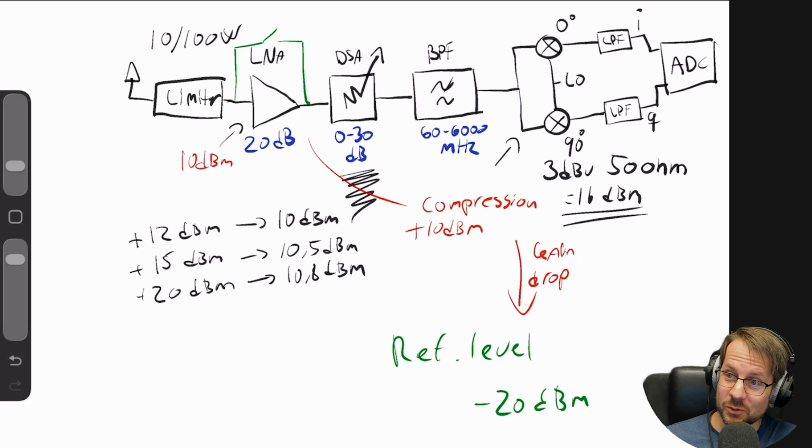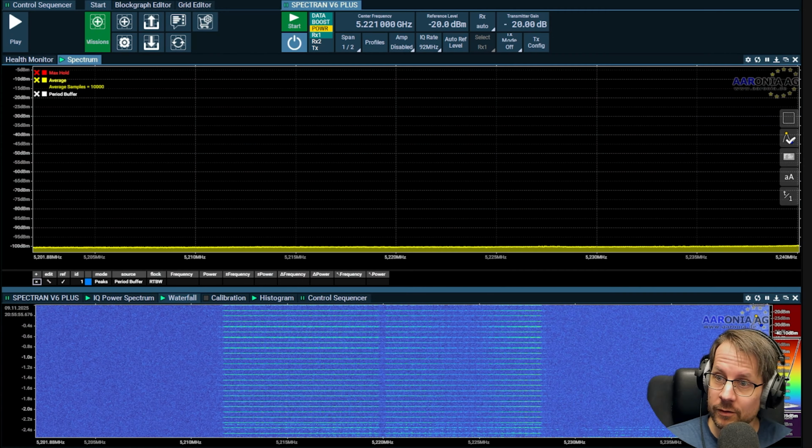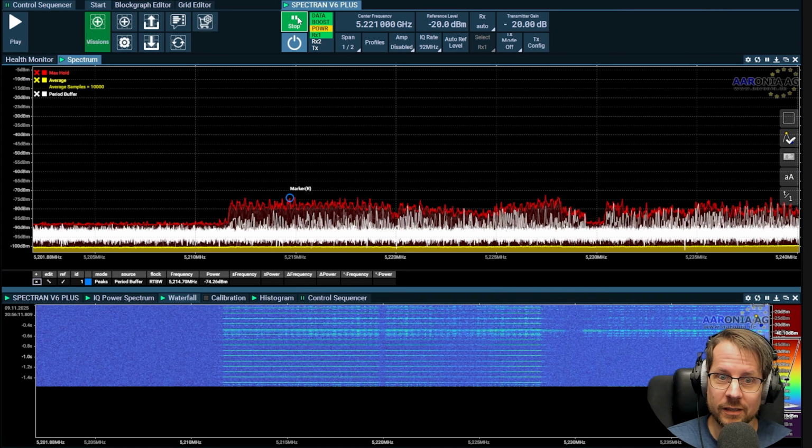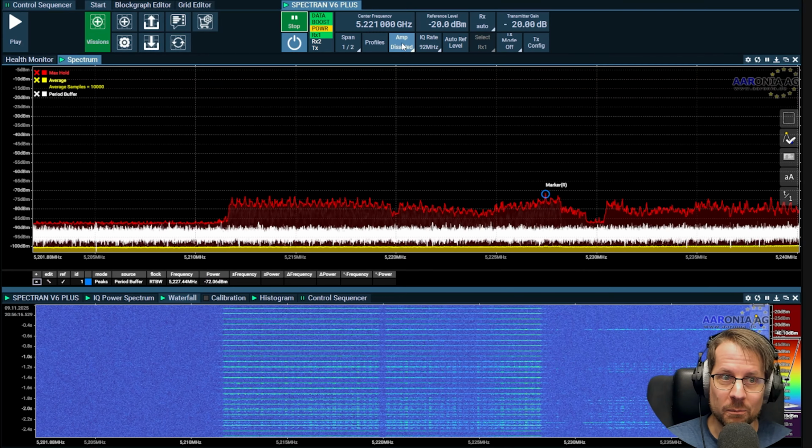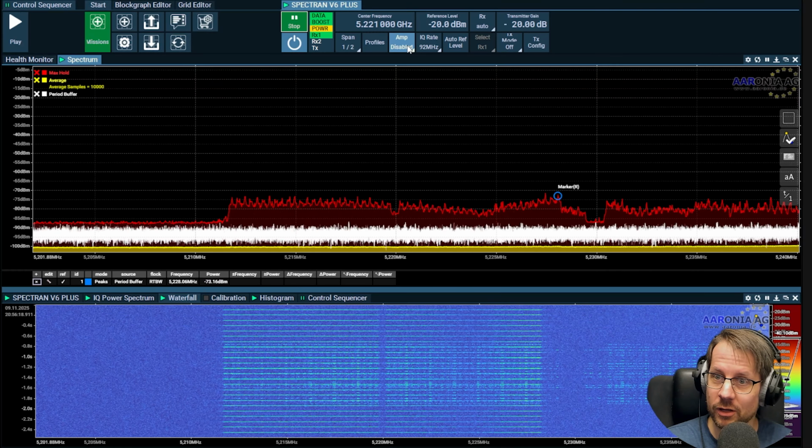Let us go into Aaronia. That is the spectromizer I will use for this demo to show you a 5 GHz band pass filter and how I use reference level and what happens if you have burned your amplifier. So now onto the demo with the Aaronia spectromizer. I will start here with a reference level of minus 20 and my amplifier is turned off.